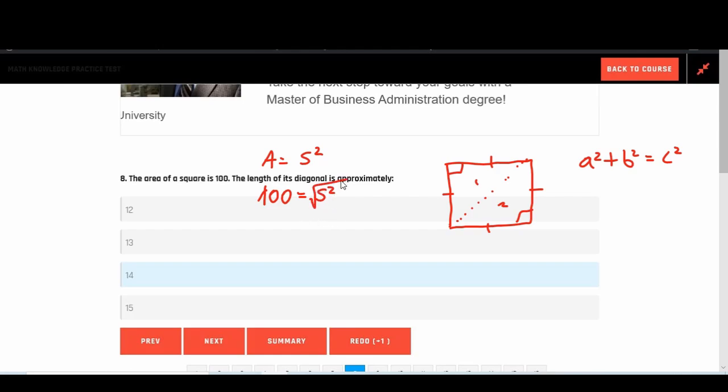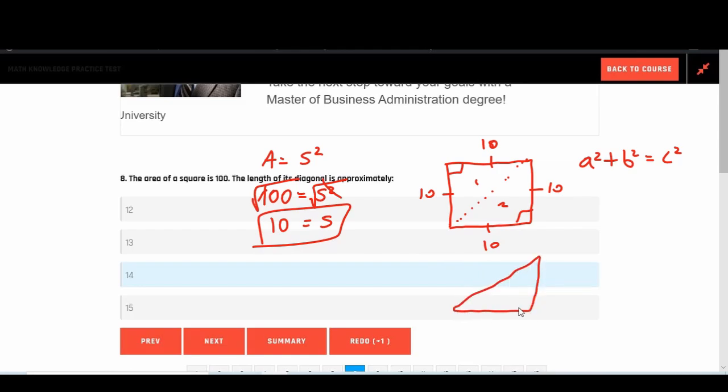To solve for s, we're going to take the square root of both sides. This crosses out the square root. We're left with the square root of 100, which is 10. Therefore, we know all the sides of this square are 10. And again, we're going to work with one of these right triangles that we see in there and the Pythagorean theorem now to solve this question. Again, this is 10, this is 10, and we're trying to find that diagonal.